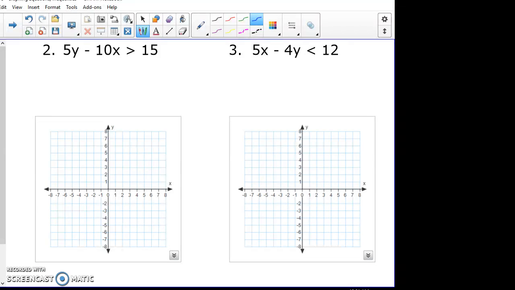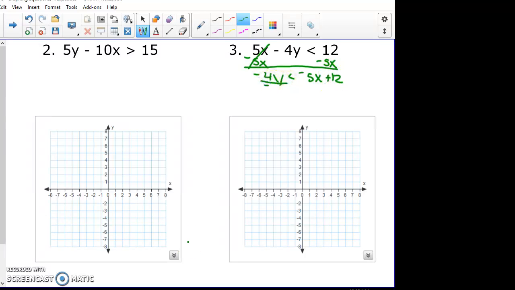If we look at one more example together, let's look at example 3. So save example 2 for you to work on. We have 5x minus 4y is less than 12. Again, the key factor here is we need this to be in slope-intercept form. So we're going to start by subtracting 5x to the other side, which gives us negative 4y is less than negative 5x plus 12.